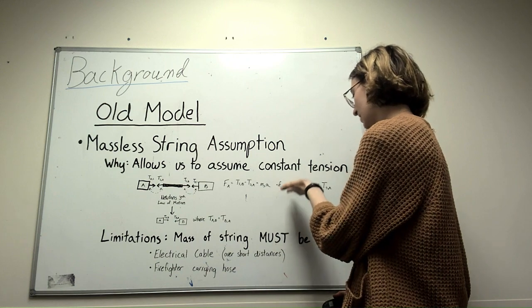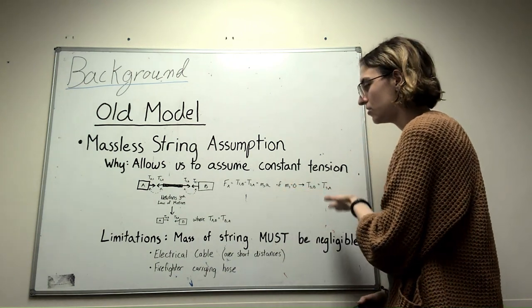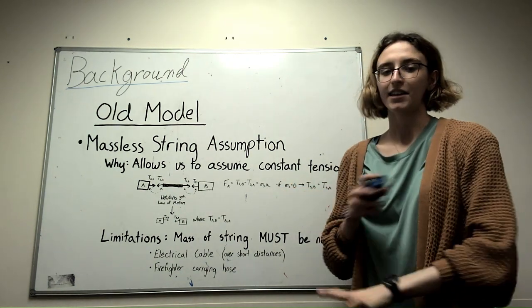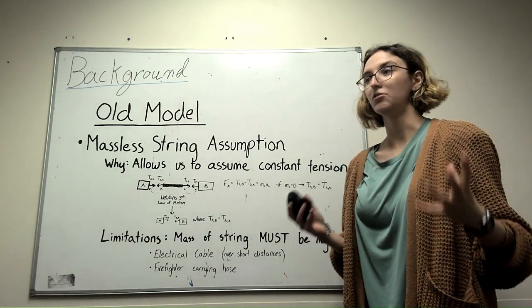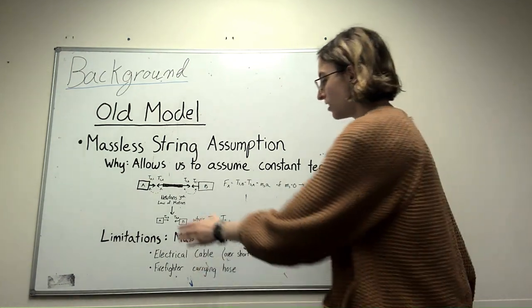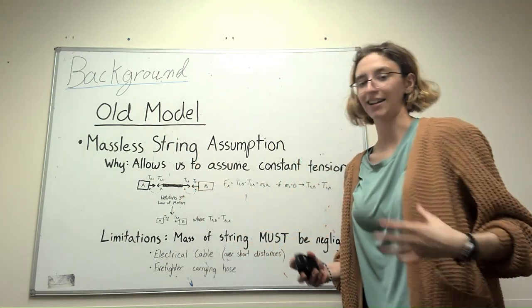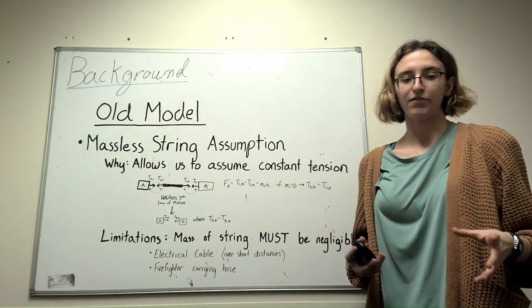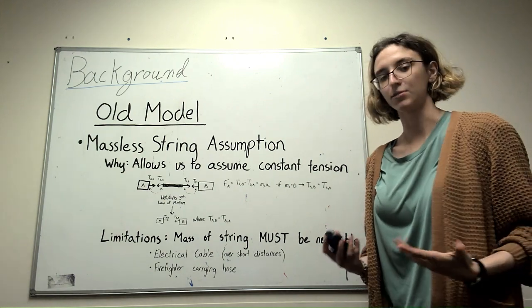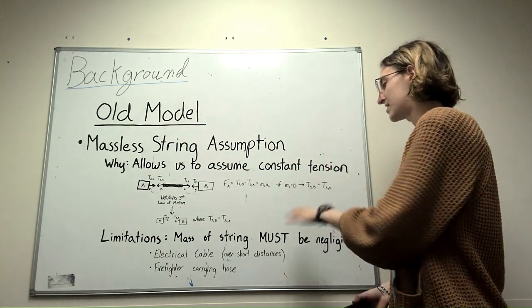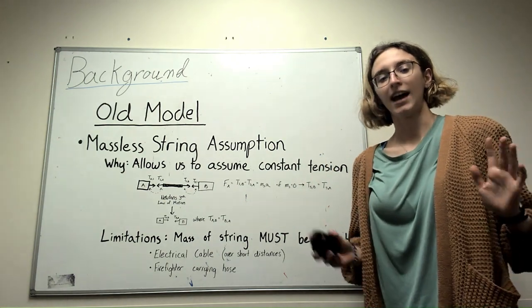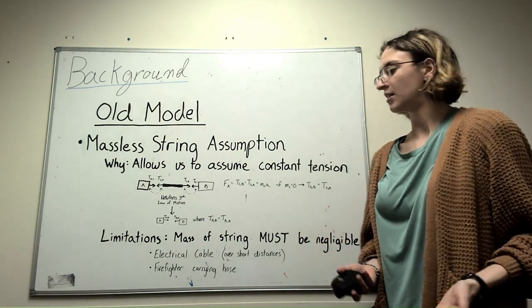But if the mass of the string is 0, then we can say that those two tension forces are equal, and thus we don't have to use the string in our calculations. We can just act as if those two objects are acting on each other. And this simplifies a lot of our calculations because we do not have to factor in the acceleration or mass of the string at all to our force calculations.